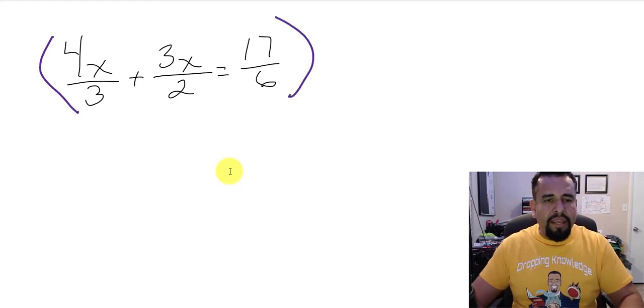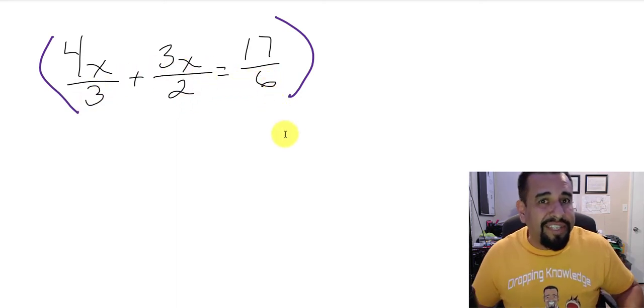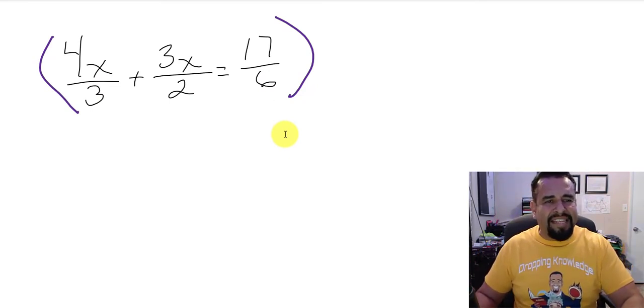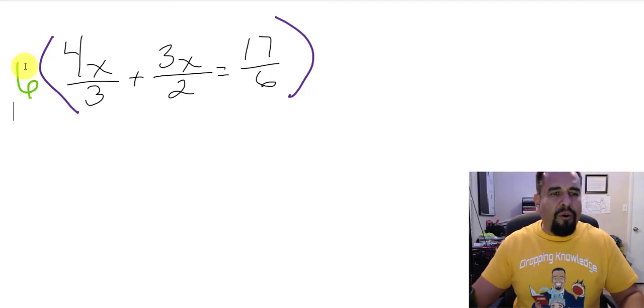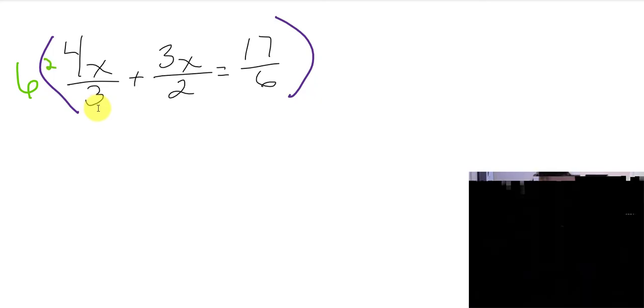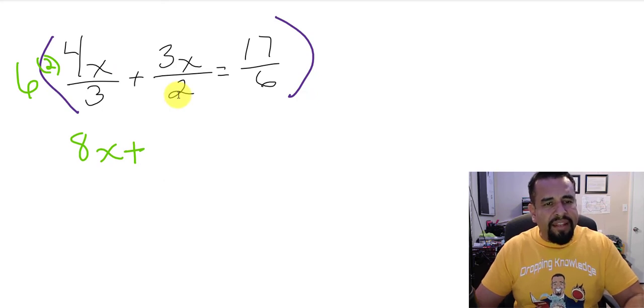We have a 3, a 2, and a 6. I know that 2 goes into 6 evenly, 3 goes into 6 evenly, and 6 goes into 6 evenly one time. So we're going to multiply everything by 6. Let's make it green, my favorite color. So here we go. 6 divided by 3 is 2. And then 2 times 4 is 8. 8x. Bring down my plus sign. 6 divided by 2 is 3. And then that 3 times the 3 gives me a 9x.